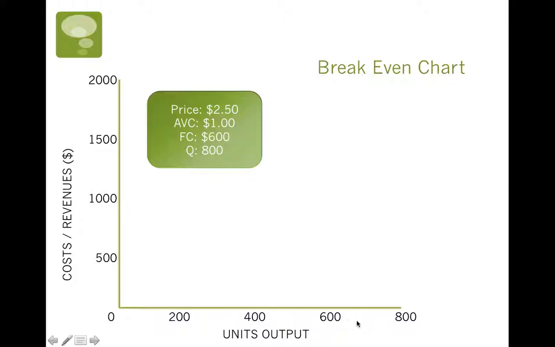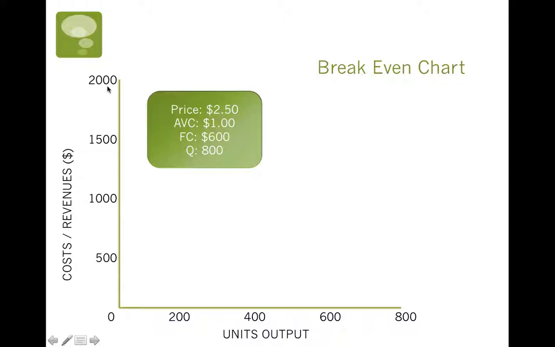So the units output goes from 0 to 800. So why then does the cost and revenues go from 0 to 2000? Well, what is going to be hopefully higher? If I'm profitable, is the highest number going to be my costs or my revenues? It should be my revenues.